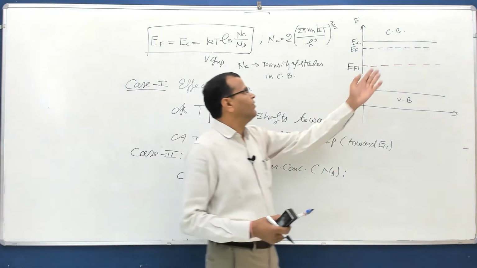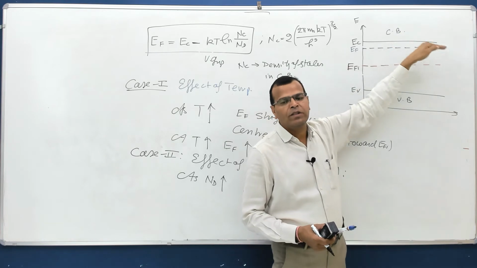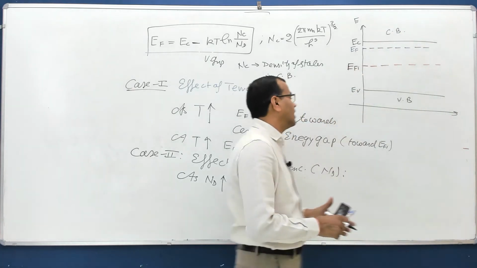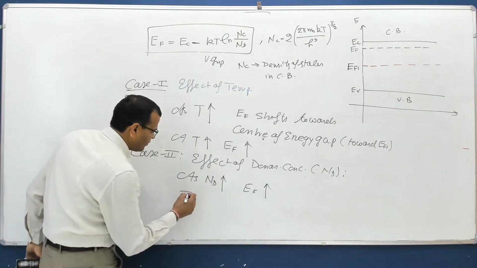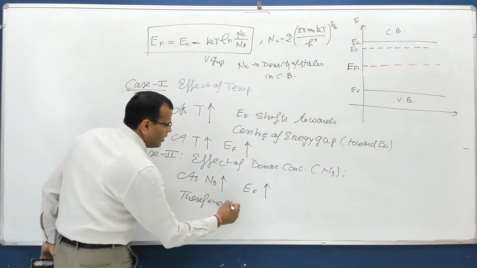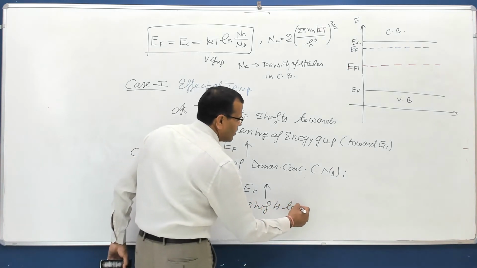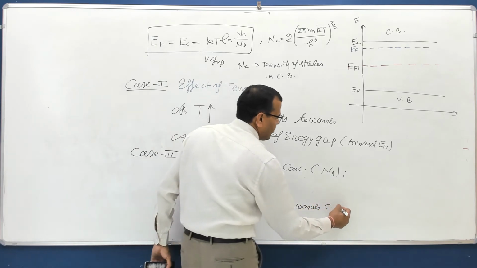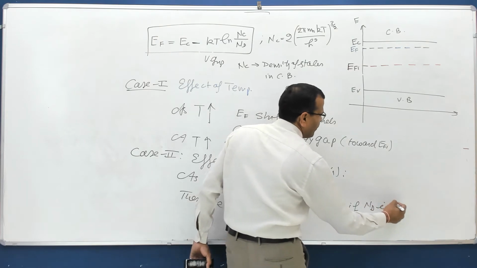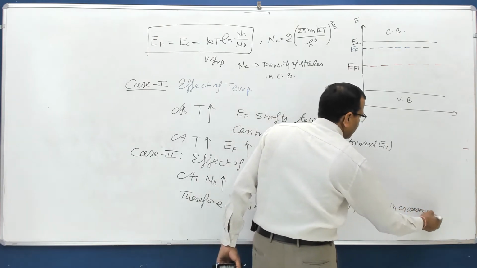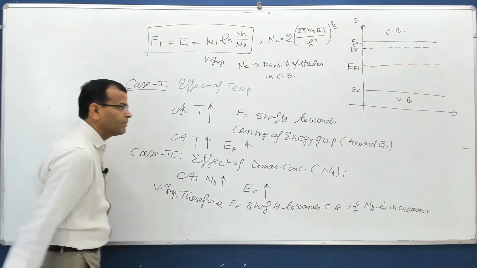That means if you increase the donor concentration, the Fermi level shifts towards the conduction band. So that is important. Therefore, the Fermi level shifts towards the conduction band if donor concentration is increased. This is an important note, this is a very important question. You have a lot of questions here.